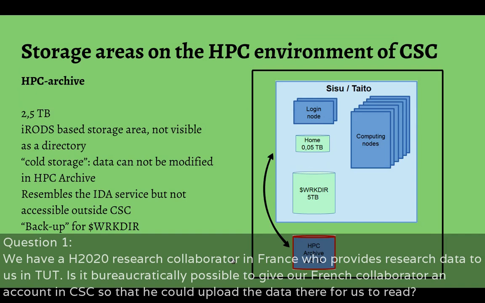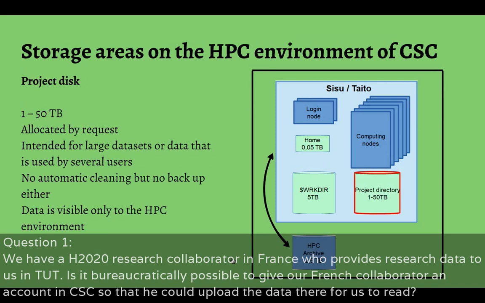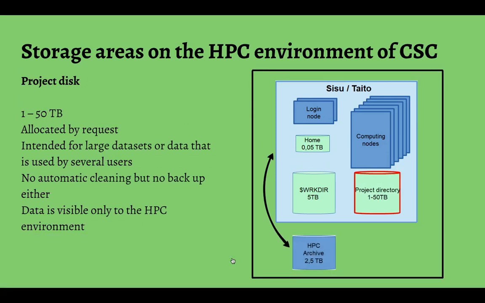Okay, so let's go further in the presentation. These three things which I previously showed you, home, work directory, and HPC archive, you will automatically get when you get the CSC account. Then you can apply for a project disk. It's a kind of special service which we don't by default provide, but in some cases you can apply for that. The project disk can be something like a few terabytes, up to maybe 50 terabytes, but preferably less.